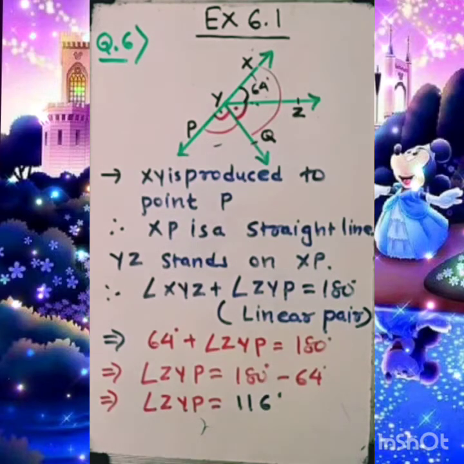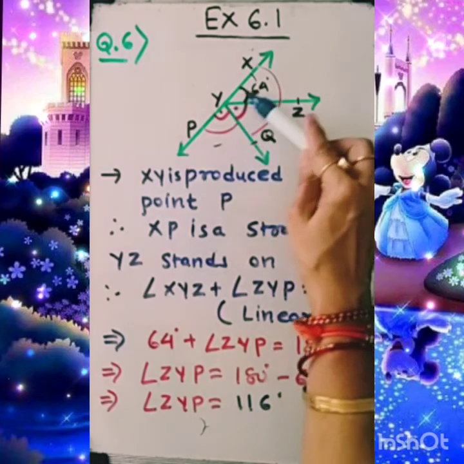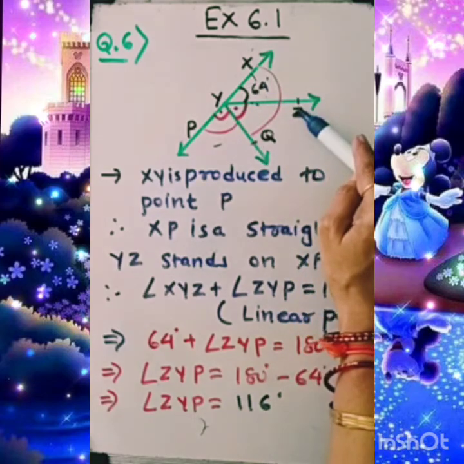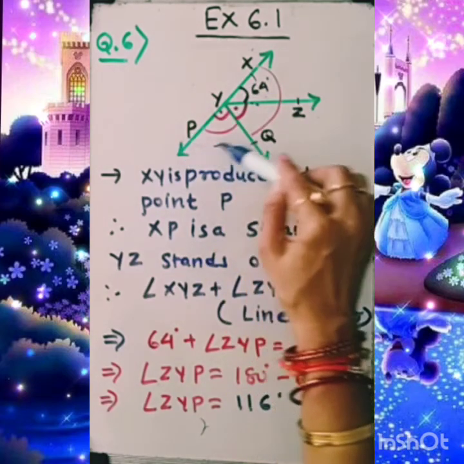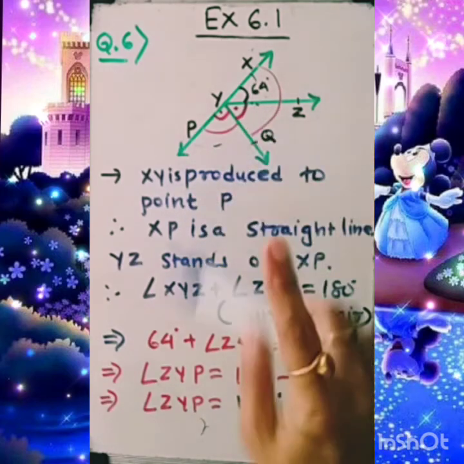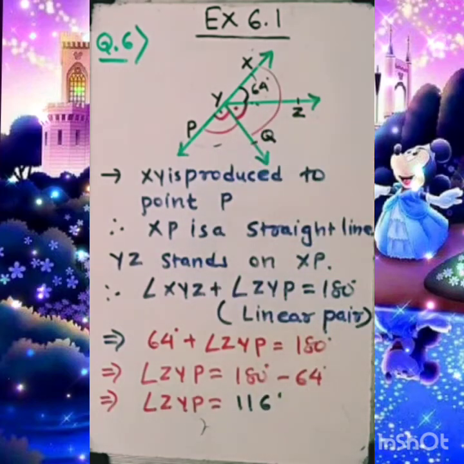Got it? And this is not the angle we were asked to find. We need to find XYQ. So we have only found the value of ZYP. Keep it safely, it will be useful. ZYP, this much portion we have found, and after that we have to find its reflex angle, so it will be useful there. So far this is one result, but it is not the required result. Let's proceed further now.